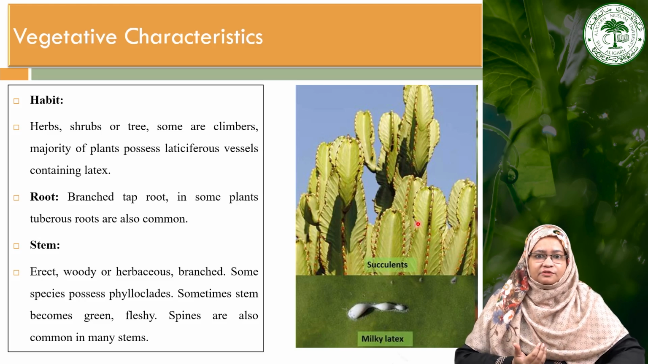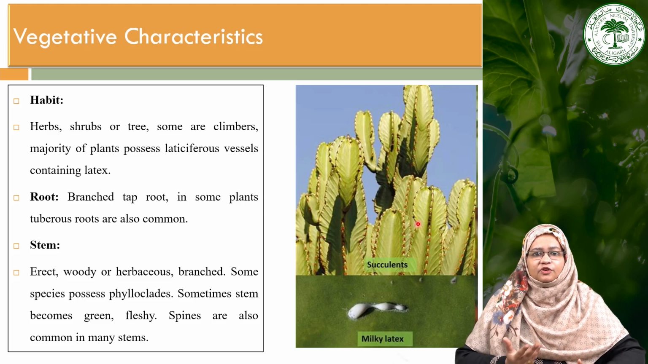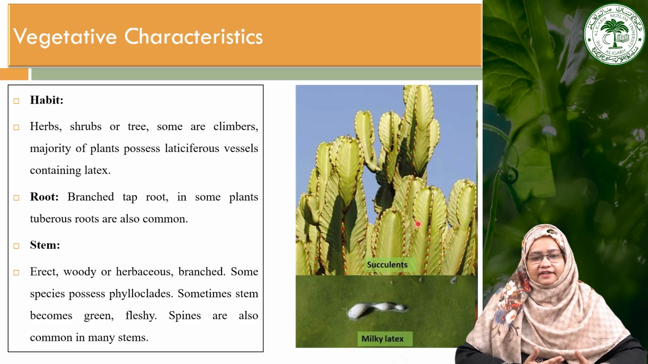Because these plants have such diverse habitats and adaptability in particular conditions, they have converted their stem into phylloclade, which gives adaptability in desert conditions and checks the transpiration rate.